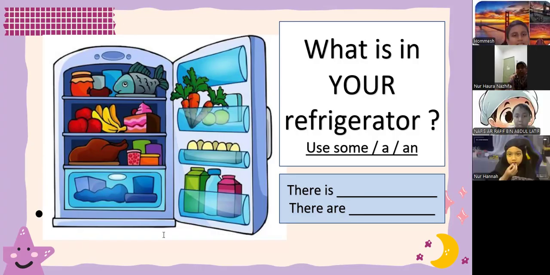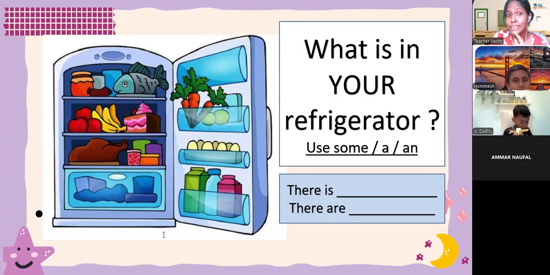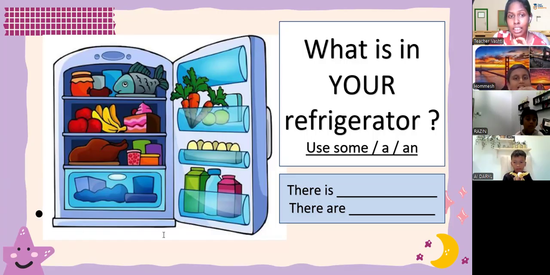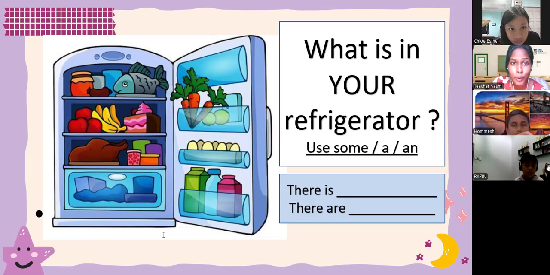Some grapes. There are some grapes. Okay, there are some grapes. Good. Razin, what do you have? Some egg. Sentence. There are some grapes. Grapes juga. Okay, very good. Yes, what do you have, Esther?